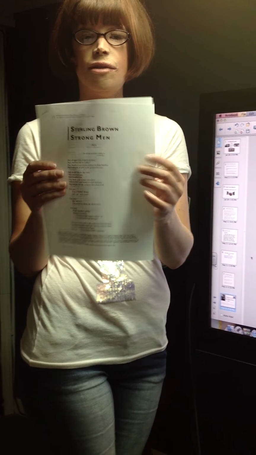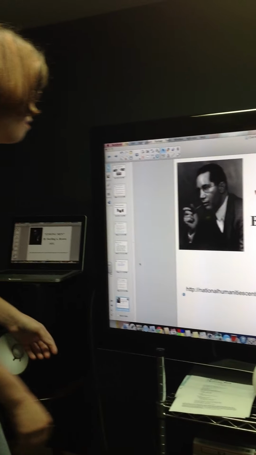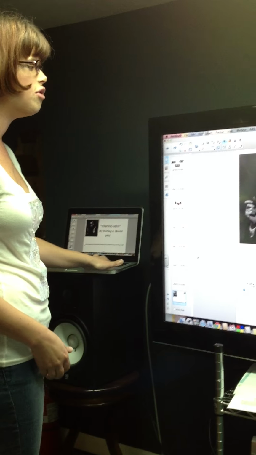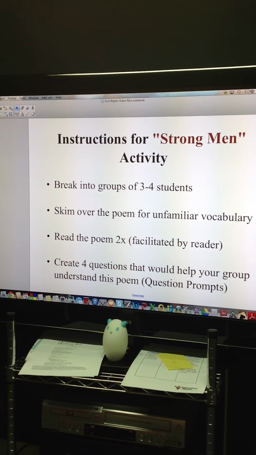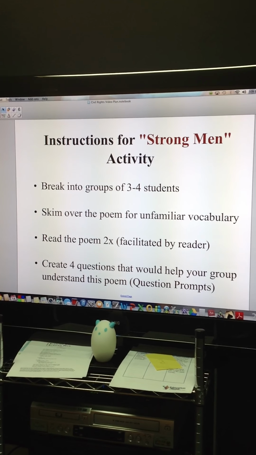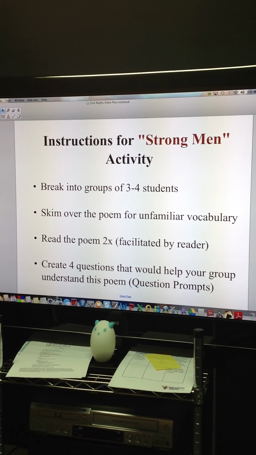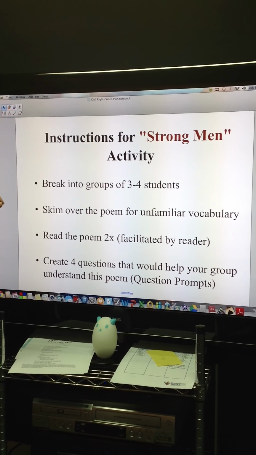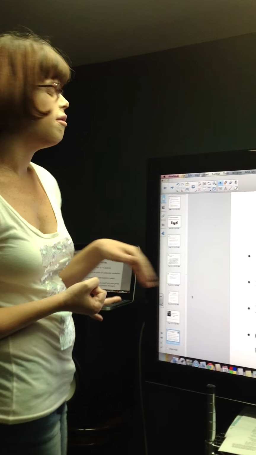Okay, this is the copies they're going to get. So once they get their copies and they're in their groups, they are going to skim over the poem for any unfamiliar vocabulary. Again, vocabulary knowledge enhances comprehension. So they're going to skim over, highlight any words they don't know, and then the group reader is going to read the poem 2 times. Each group is going to have a reader in the group.